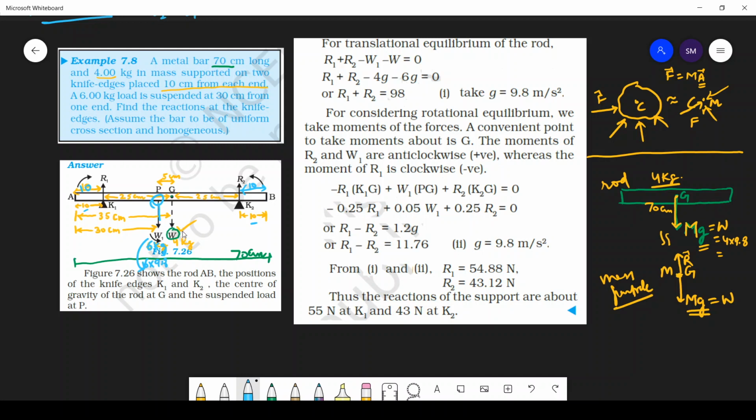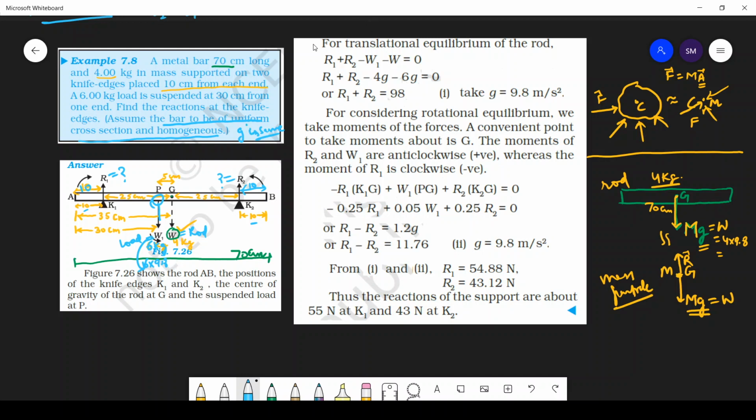This W is the weight of the rod. So this is related with the rod, and this W1 is related with the load. Find the reactions at the knife edges. So we have to find what is R1 and what is R2. This is what my question is. And we have to assume the bar to be of uniform cross section and homogeneous. So it means uniform density, so G is the same throughout. This is what we are going to assume.